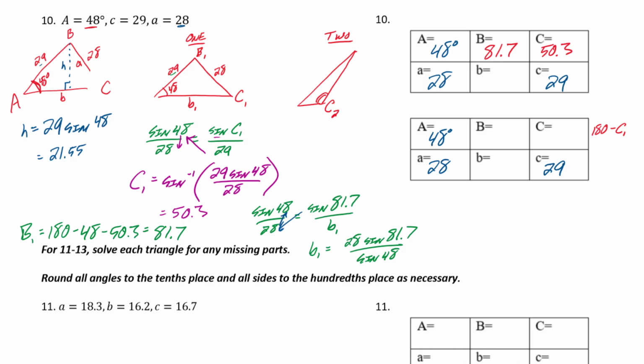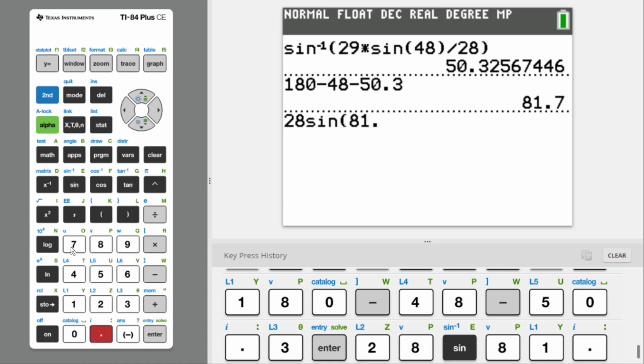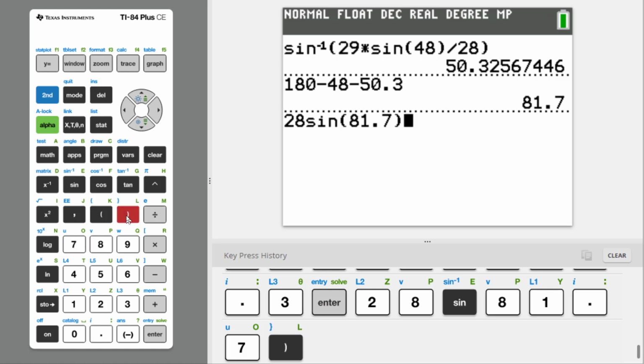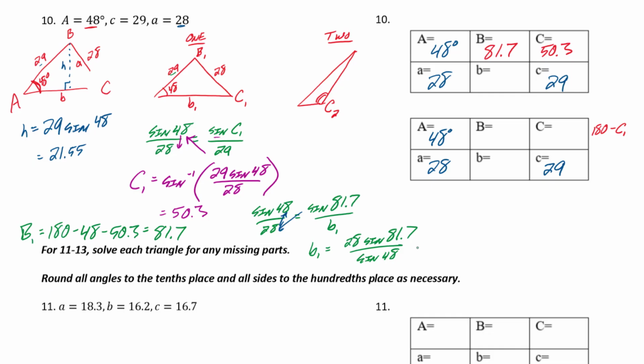And bringing the calculator back up again, typing in 28 sine 81.7, close it off, divided by sine of 48, close that off, press enter, 37.3 approximately. So 37.3.